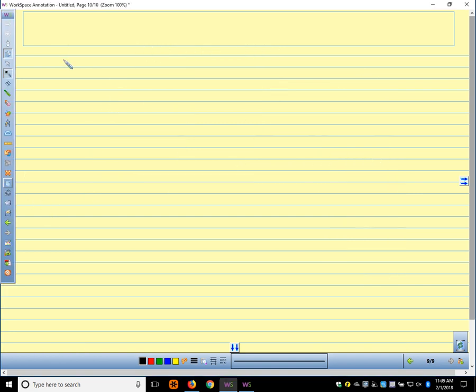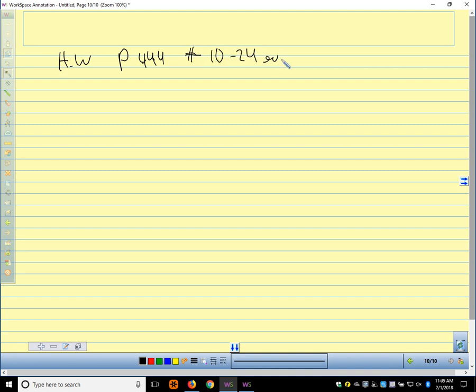Okay. Homework is in 2 pieces. The first one is the similar polygons homework. And this 439 is some practice with the quadratic formula.